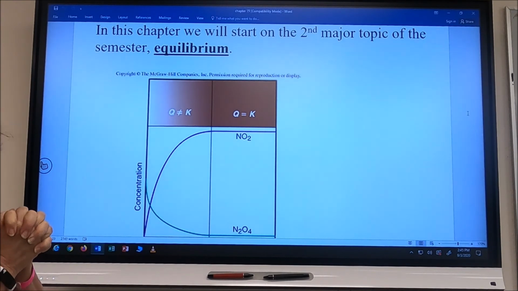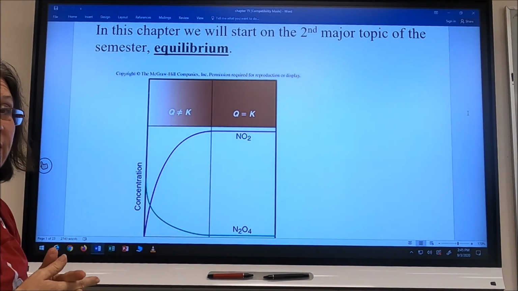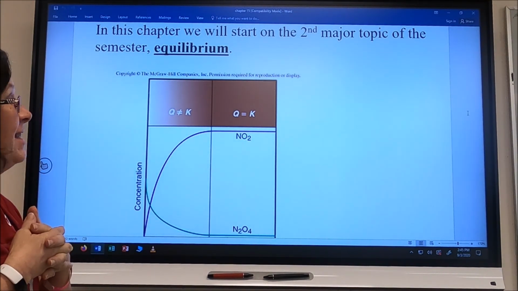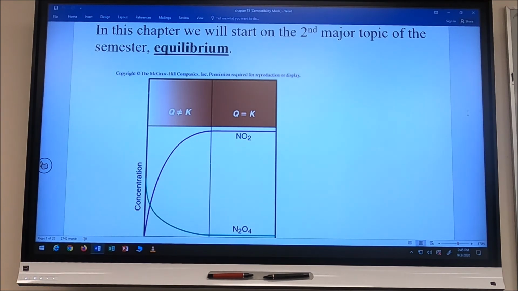Time for a new chapter. Today we start chapter 15, and we're moving on to the second major topic for the semester, equilibrium. Remember last chapter we were talking about kinetics and how fast we get to a chemical reaction.